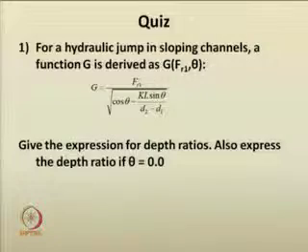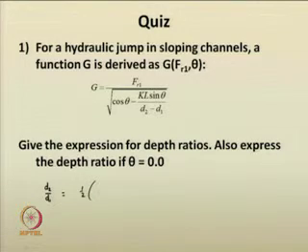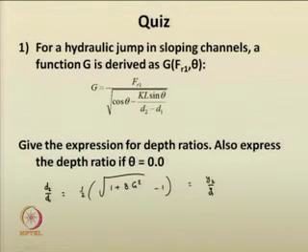So, the solution for this case: you have the depth ratio d2 by d1 is equal to half of root of (1 plus 8 g squared) minus 1. This is the same as the vertical depth ratio y2 by y1 also, right. This is how the depth ratio expression is given to you. So, if theta is equal to 0, then what happens? g is equal to Froude number FR1 itself. So, you will get the depth ratio y2 by y1 appropriately.